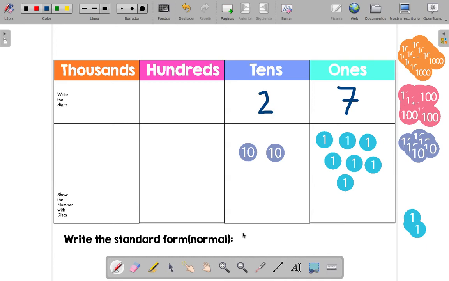Then at the bottom, you need to write the number in standard form. That means the way you see it always, everywhere, in books, in boxes of cereal, on the television. Just put the 2 digits together. Here we played and built the number 27. So the standard form is the normal way you look at the numbers, okay? So today we're learning 3 ways to show numbers. In the place value chart, like at the top, you just put the digits in the correct place. Then we showed it with discs, and then we write it in standard form.